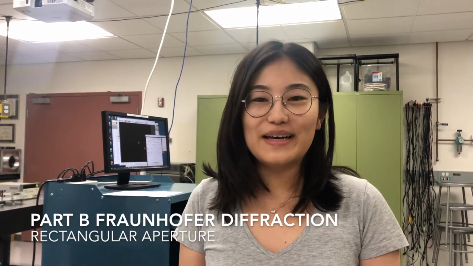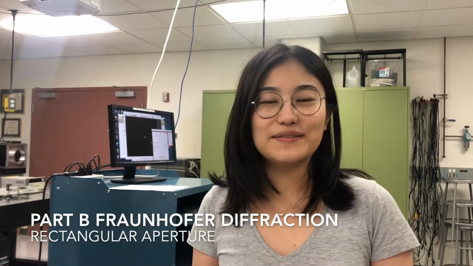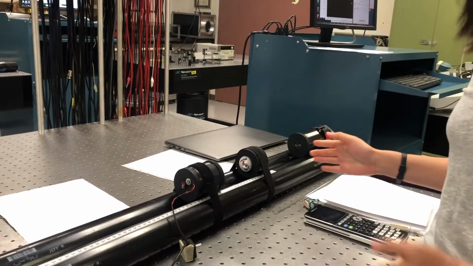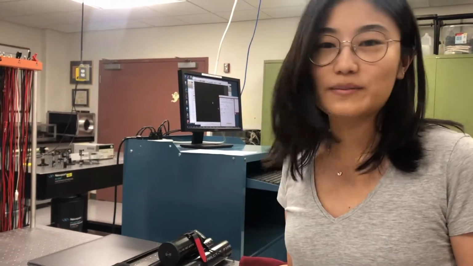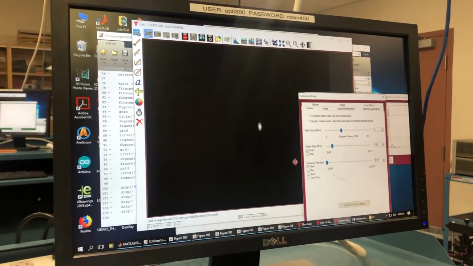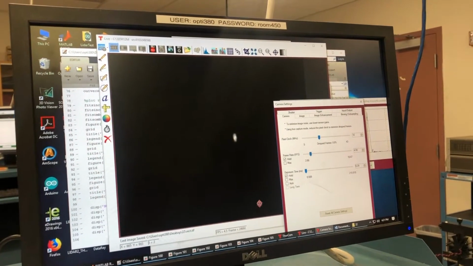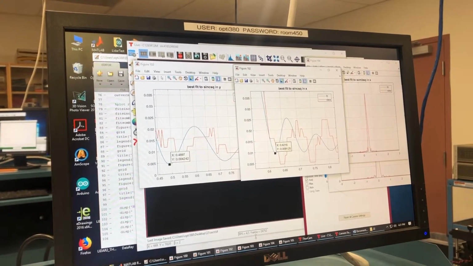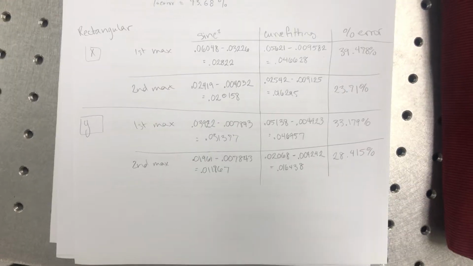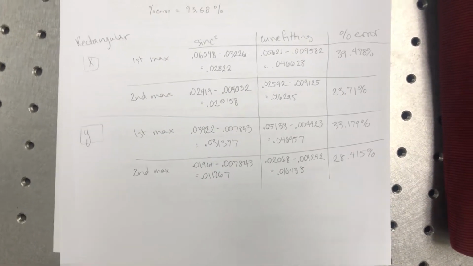In this part of the lab, we try to quantitatively explore the Fraunhofer region diffraction. The setup is the same as what we did in the previous lab, but this time we use a 200 by 400 rectangular aperture. And then we input this image into MATLAB. We normalize the data into the sinc squared function. And here is what we have from the MATLAB plot.